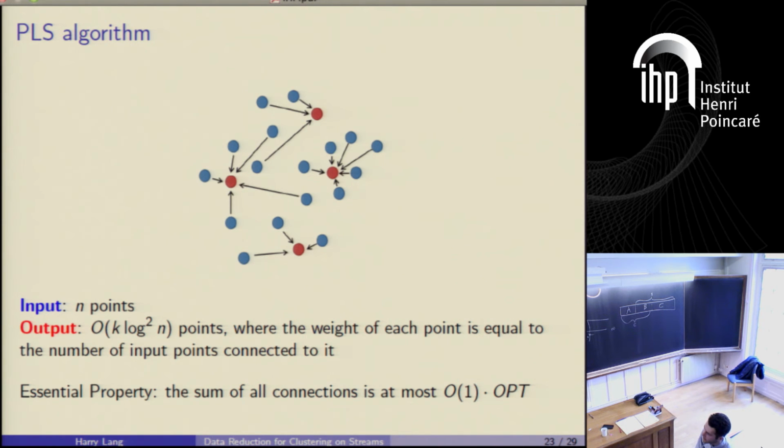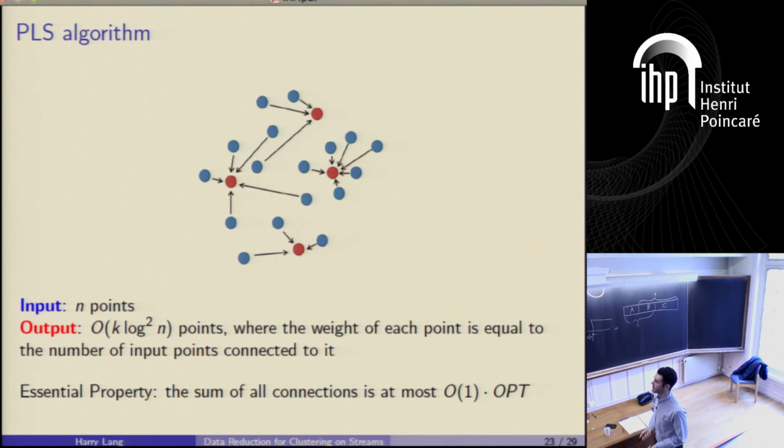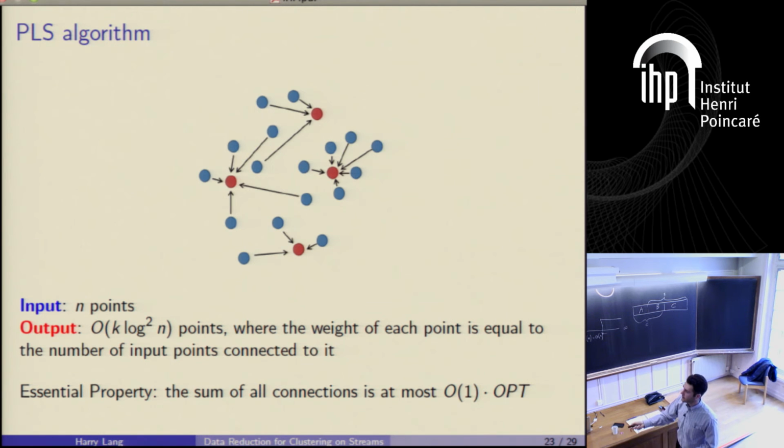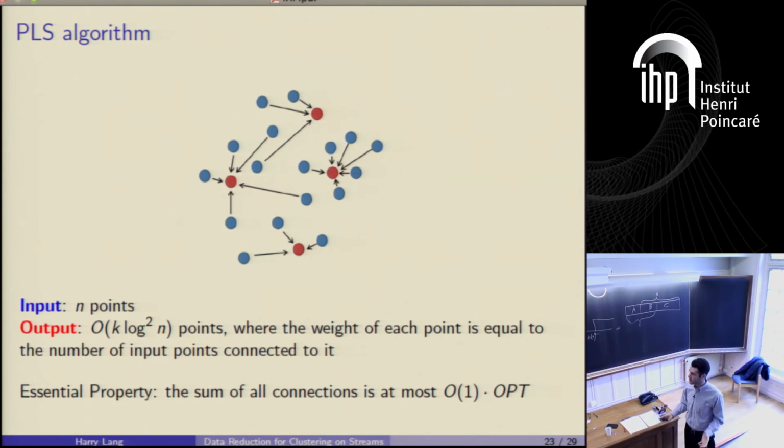By compresses, what I mean is we started out with the blue, but now we just get the red, which is polylog size. And by the weights, we actually have enough information that we need for clustering. And the essential property, again, is that all these connection costs are a constant times OPT.